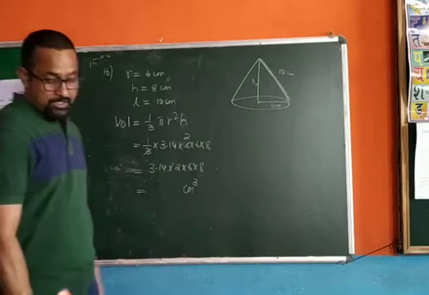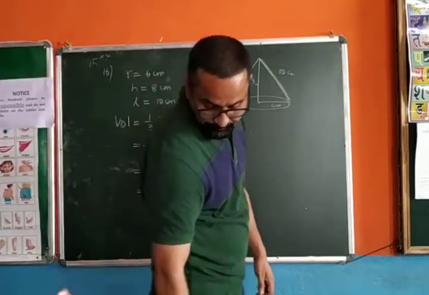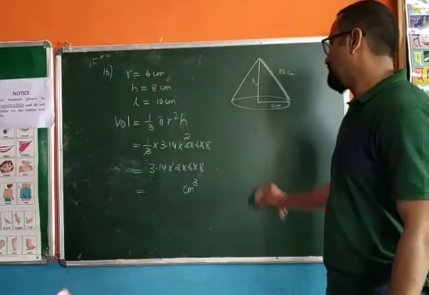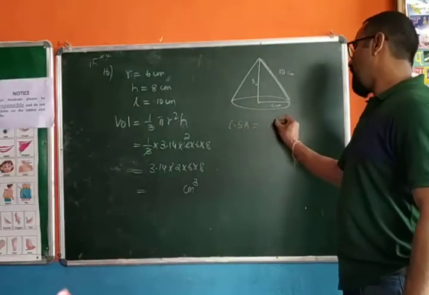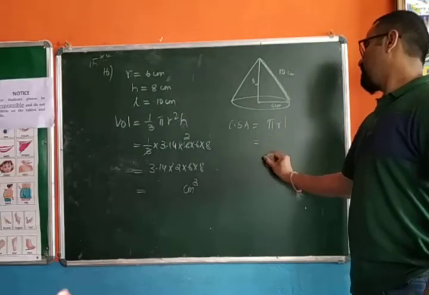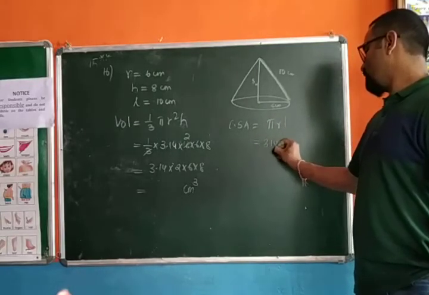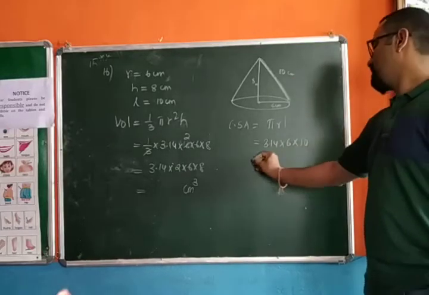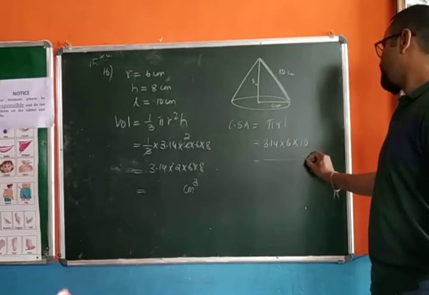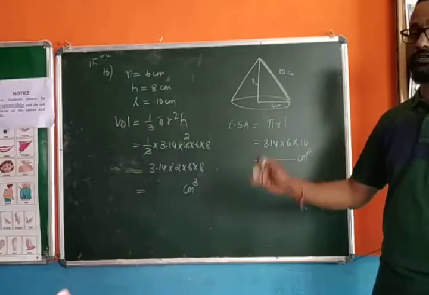Second part, curved surface area. Curved surface area equals pi r L. 3.14, radius is 6, slant height is 10. Again multiplication, you get curved surface area.